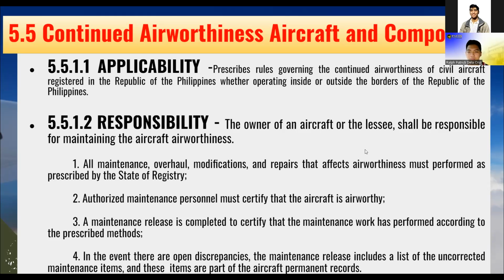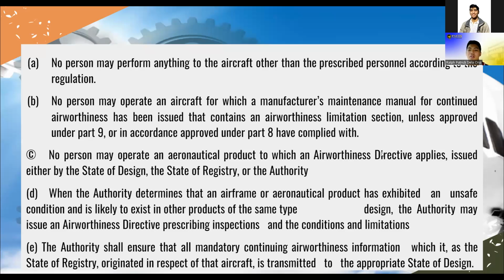For the general, no person may perform any work on the aircraft, only prescribed personnel. No person may operate an aircraft that has an airworthiness limitation section unless approved under Part 9 and Part 8. Next, no person may operate an aeronautical product that has an airworthiness directive from either the state of design, the state of registry, or the authority. Next, when the authority sees that the aeronautical product has an unsafe condition that also exists in other products with the same type of design, the authority may issue an airworthiness directive. Lastly, the authority shall ensure that all information for the continued airworthiness in respect of the state of registry is transmitted to the state of design.